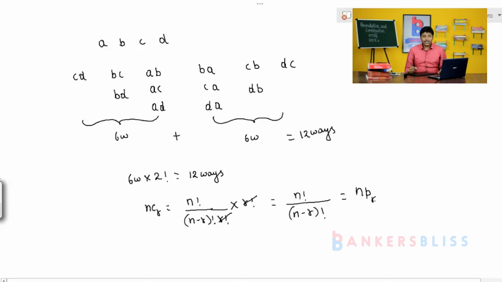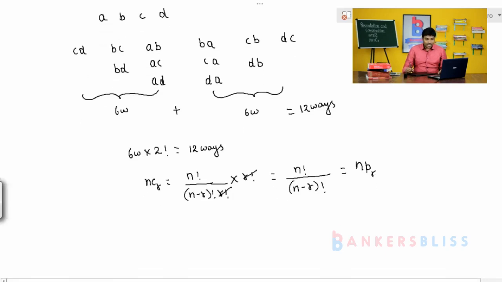N represents the total number of items, P represents the permutation, and R represents the number of items you are selecting. Now, NP0 means how much are you going to get? You are going to get 1. If it is NPN, you are going to get N factorial. If it is NP0, you get 1. If it is NPN, you get N factorial.